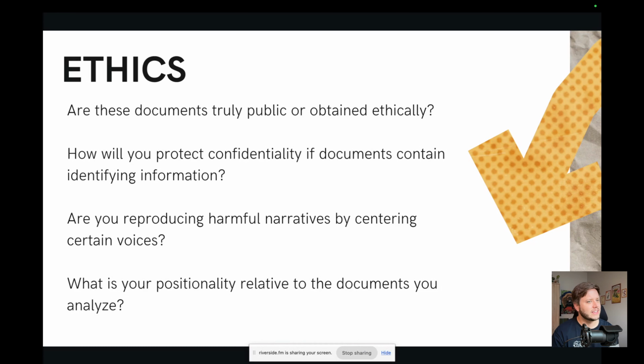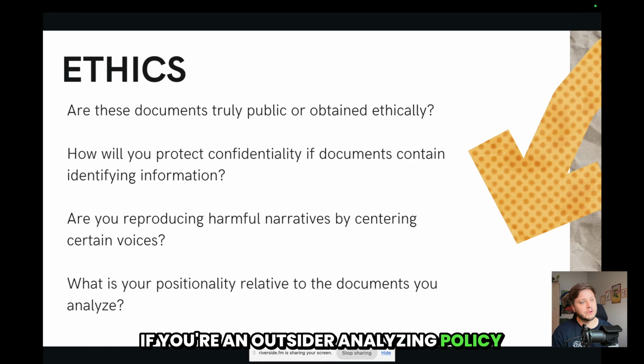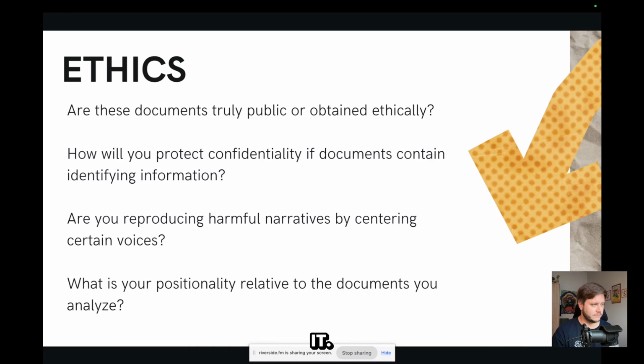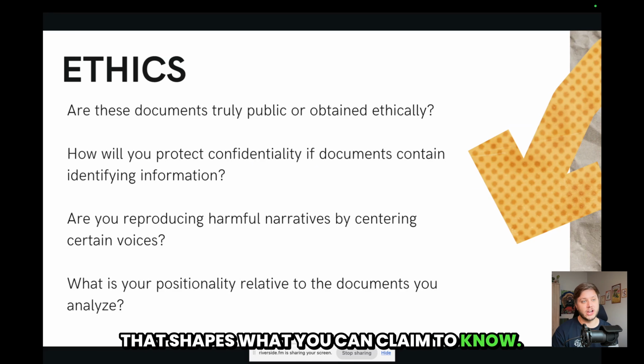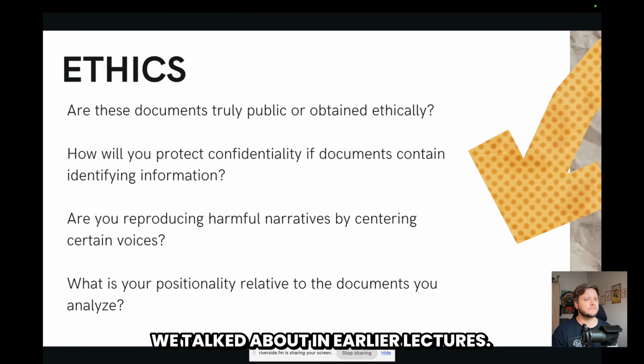Positionality again, right? What's your relationship to the documents and the communities they concern? If you're an outsider analyzing policy affecting communities, you're not part of it, right? That shapes what you can claim to know. Acknowledge it, be transparent about it, as we talked about in earlier lectures.